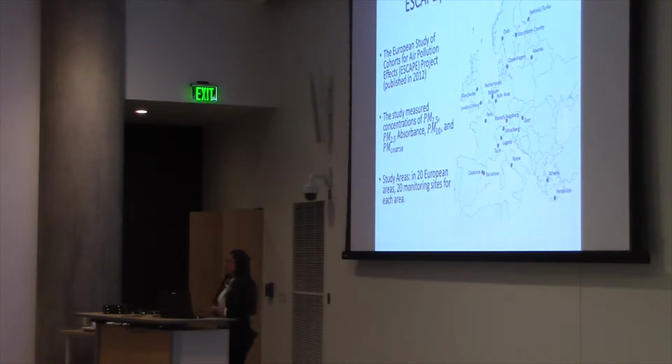The ESCAPE project has successfully used a land use regression model for air pollution in Europe. The study measured concentrations of 4 kinds of particulate matter in 20 European areas. You can see those areas on the map, and there are 20 monitoring sites for each of these areas. I am replicating a portion of this project in Tucson.